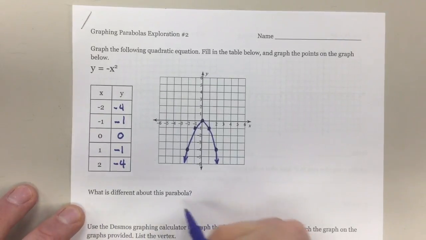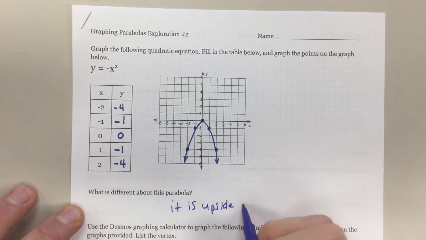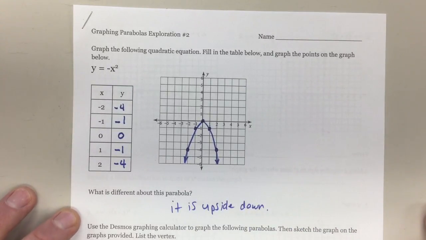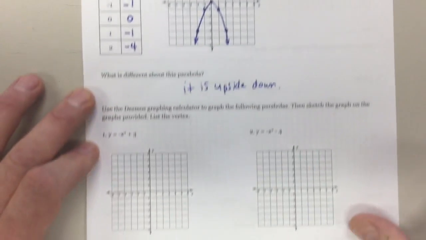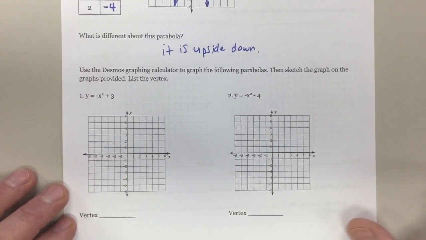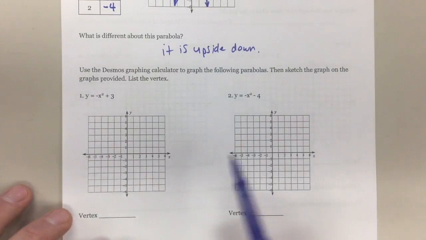So what is different about this parabola? It is upside down. Now, for the rest of the packet, you should use the Desmos graphing calculator. And I'll just walk you through these first two.